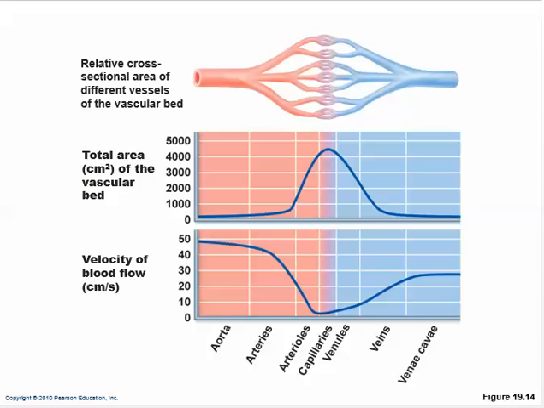This is the total cross-sectional area. You'll see that it's on the order of 4,500 or 5,000 times the cross-sectional area in the capillaries as is in the aorta. It's a very, very large difference. So blood flows fastest in the aorta because that's the narrowest part, slowest in the capillaries, and then speeds up coming back through the veins in the vena cava.